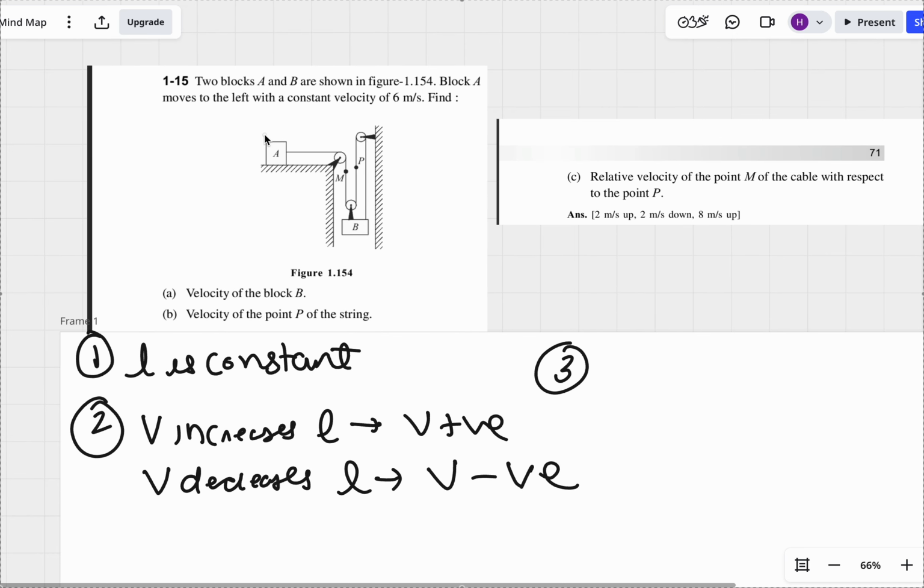First, read the question once. So what is happening? A and B are two blocks shown in figure 1.154. Block A moves left with a velocity of 6 meters per second. Let's just mark it, 6 meters per second. Find the velocity of block B, the velocity of point P of the string, and the relative velocity of point M of the cable with respect to point P. These are the three questions asked. We have understood the problem.